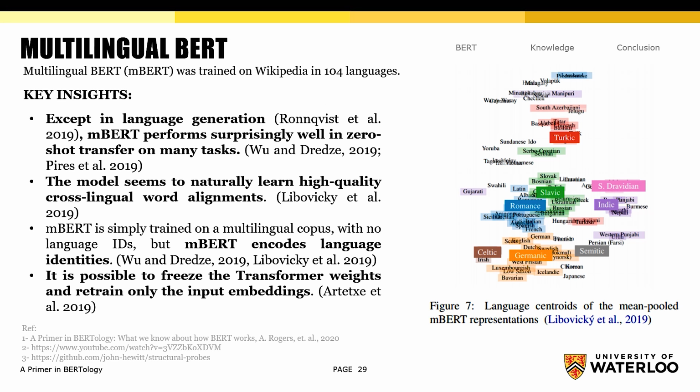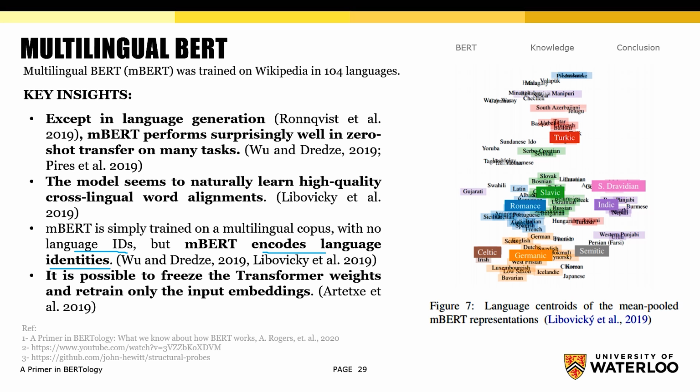As you can see here, the more similar languages like Persian, Punjabi, or Urdu are closer in this embedding space to the other languages like Romance, Slavic, or even here Germanic languages. Even here you can find Tatar and Turkic languages, which are very similar considering the other languages. So as you can see here, BERT seems to naturally learn high quality cross-lingual word alignments. And except in language generation, BERT performs surprisingly well in zero-shot transfer on many tasks.